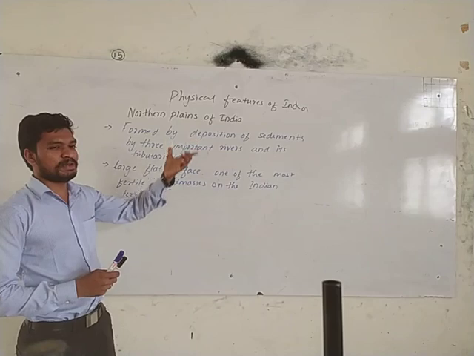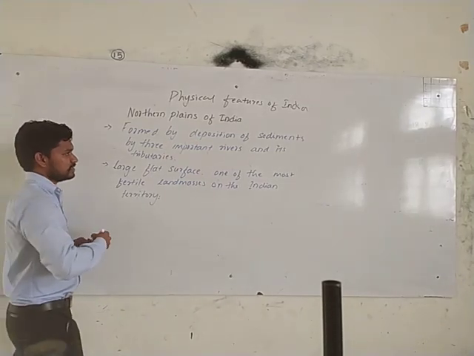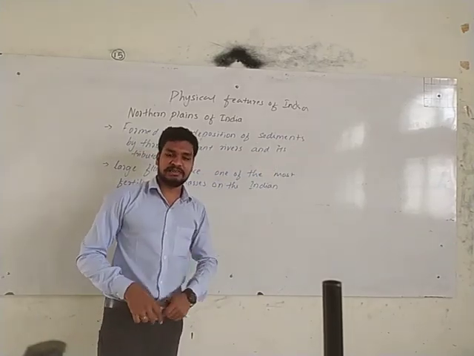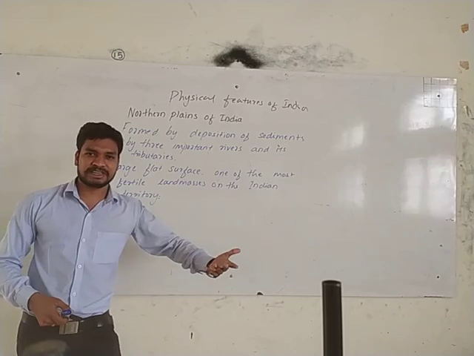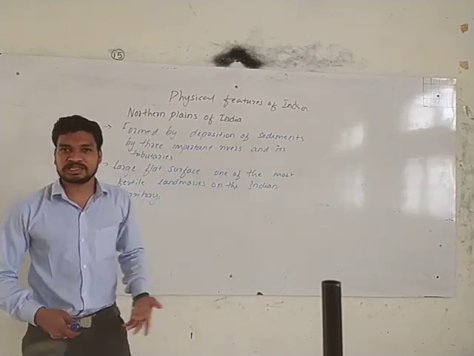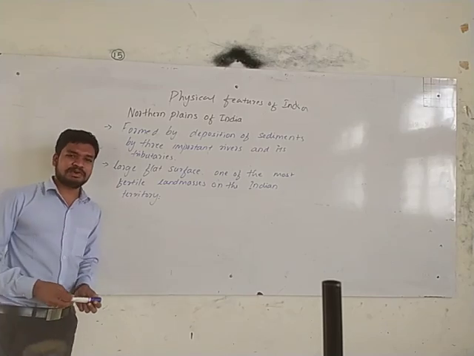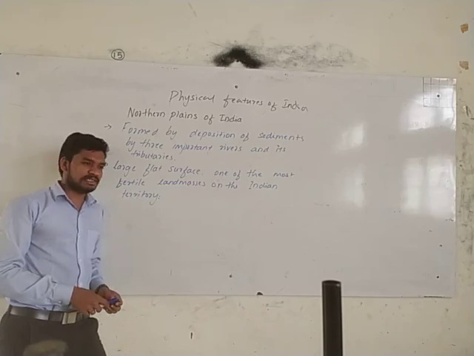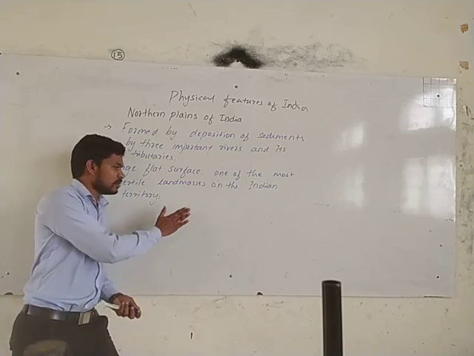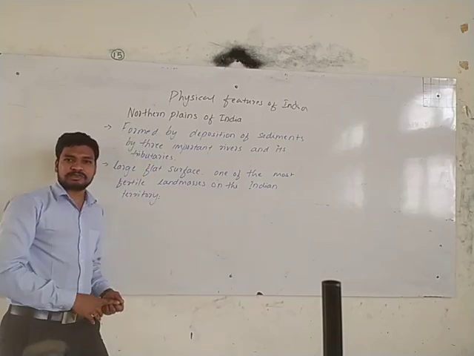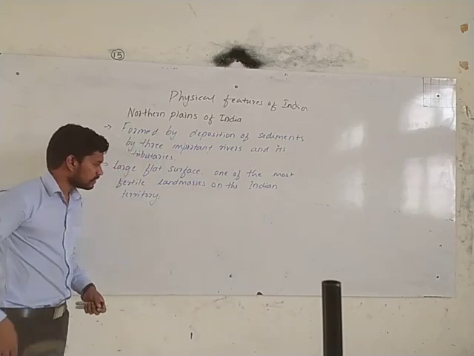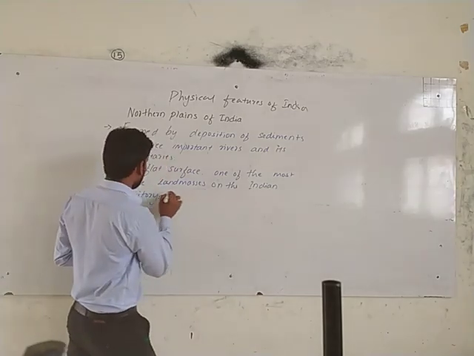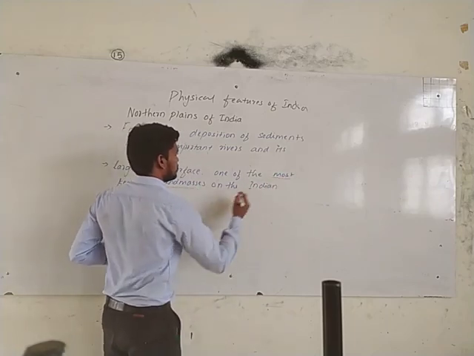As I told, this northern plain is fully filled by sediments deposited by the river water. These sediments undergo many processes like weathering and other activities of nature, and because of that, they form a soil called alluvial soil. Alluvial soil, as you know, is a very fertile soil. It supports the growth of sugarcane, wheat, rice, cereals and pulses. So the northern plain is entirely filled by alluvial soil. It is the most fertile landmass in the Indian landmass.